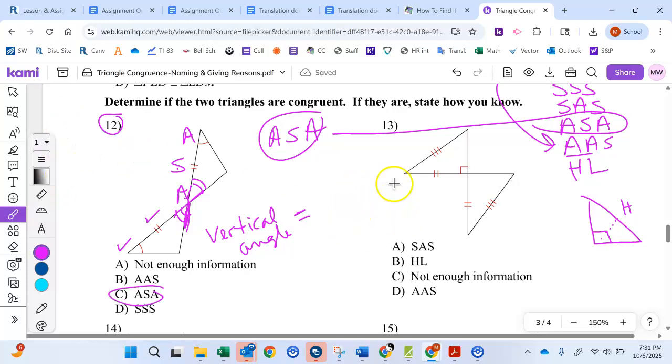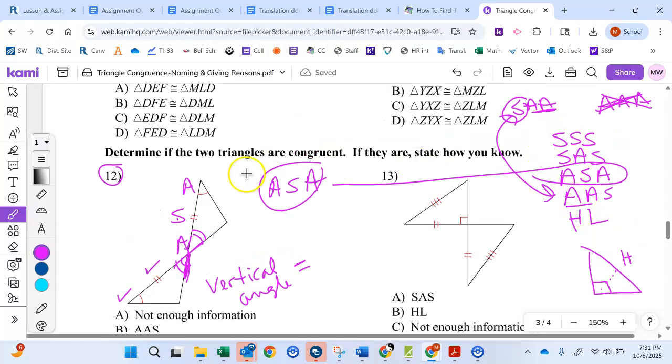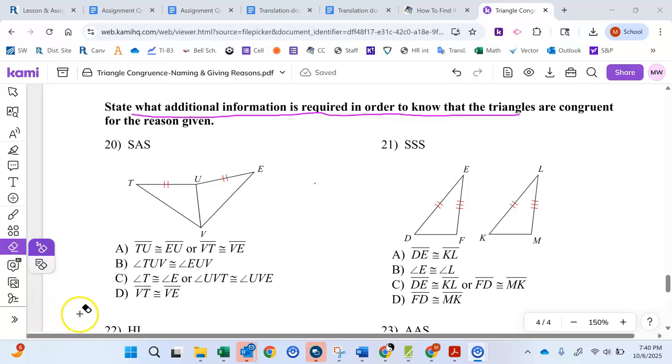Okay, so that's how you do number 12. So remember, write those down so you have them. It's also good for the next group. Okay, so now I'm going to do number 20.